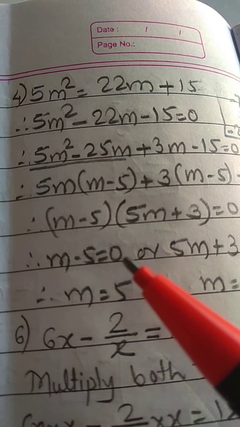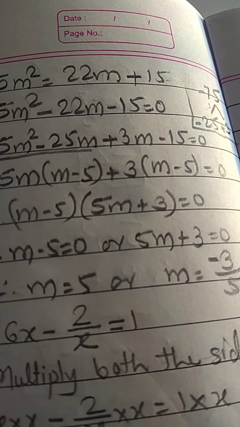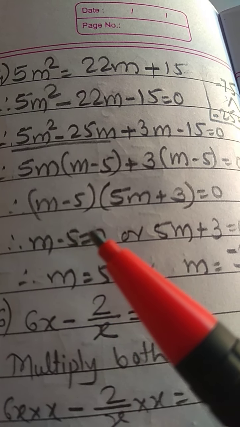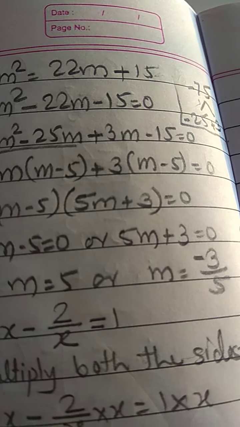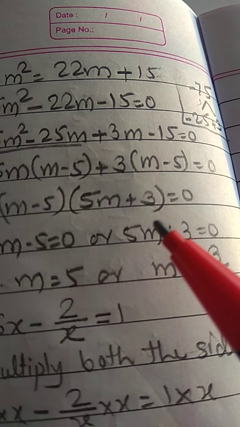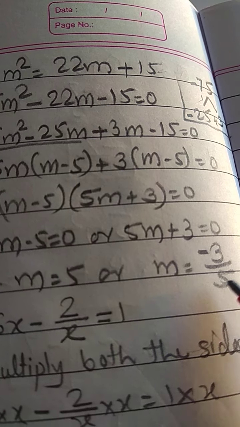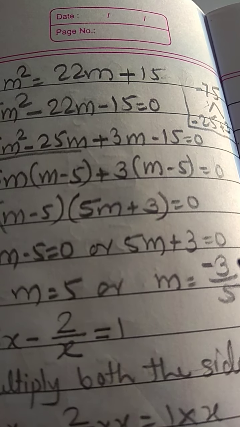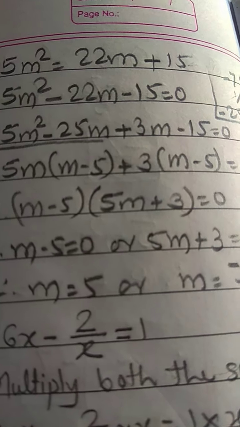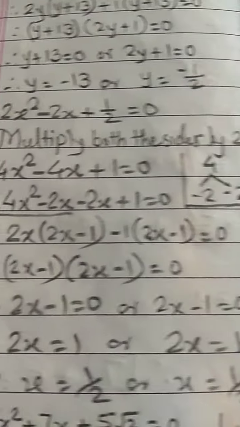Either m minus 5 equal to 0 or 5m plus 3 equal to 0. Minus 5 will go to that side and will become plus 5. This plus 3 will go to that side and will become minus 3, and this 5 will go to that side and will become upon 5. Therefore, m equal to 5 or m equal to minus 3 by 5 are the roots of the given quadratic equation.